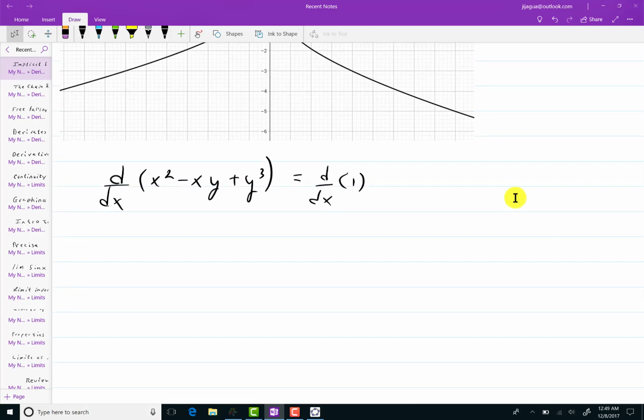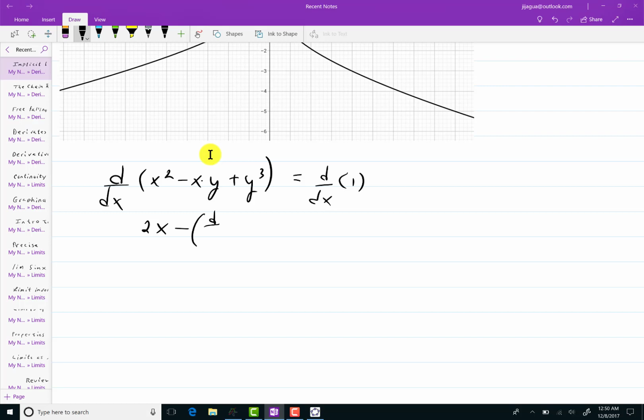Alright, the derivative of x squared is easy. That's 2x. Minus, now you have to keep in mind, this here is a product of x and y. So remember how that works: the derivative of the first times the second plus the first times the derivative of the second. So I'll put this down here. I'll just remind you of it.